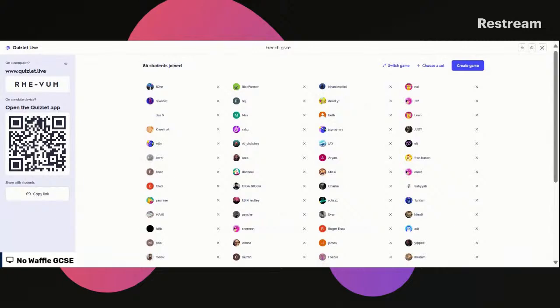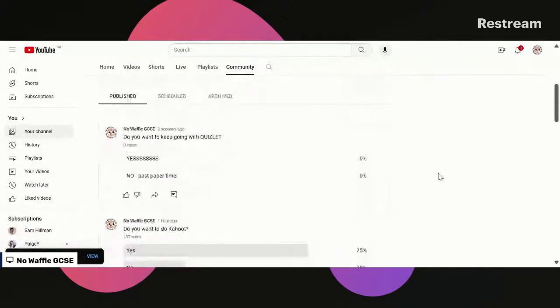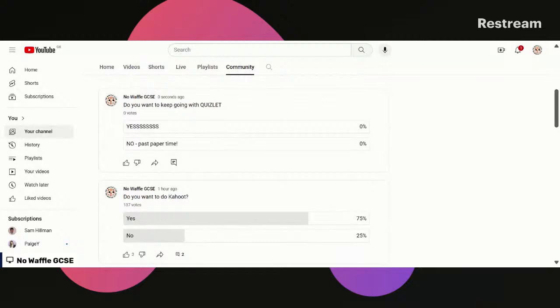Let's do a YouTube poll to see if you want to do a past paper or keep playing with this and learning the vocab there. Okay, so go onto the community tab for YouTube on the Know for GCSE channel, and then you'll be able to vote. I've just put a poll up on the community tab, so you can vote there depending on whether you want to do a past paper or keep practicing with this Quizlet.